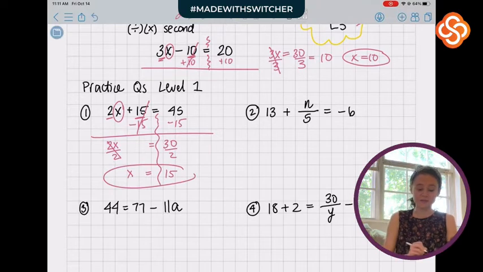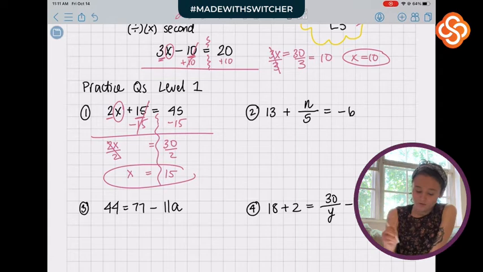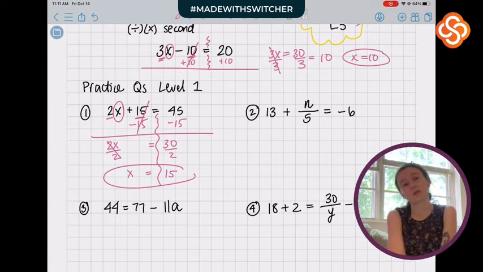There is my answer. Let's go ahead and try number 2. It's going to be a little different. Find me what I'm trying to solve for.